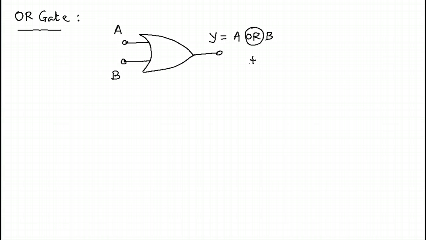So it's a bit confusing. I have to write in place of A or B, I'll write A plus B. So I'm not adding them. This plus doesn't mean add. It's just a symbol for the Boolean operation OR. You have to just remember it. So let's now draw the truth table of the OR gate.